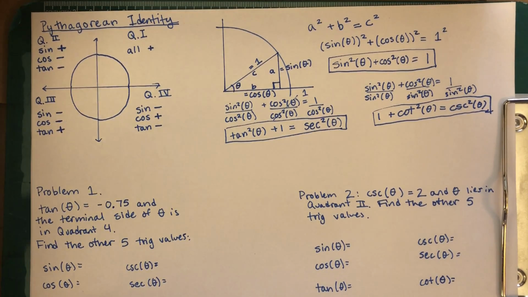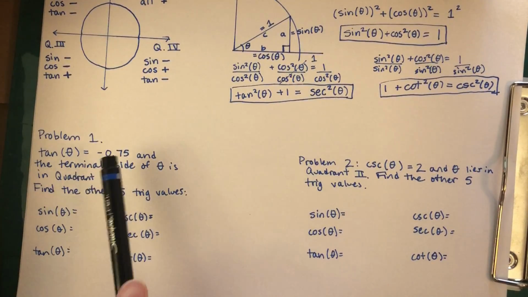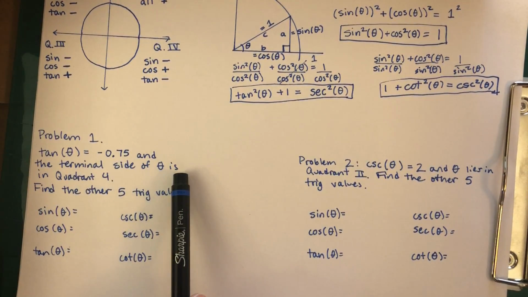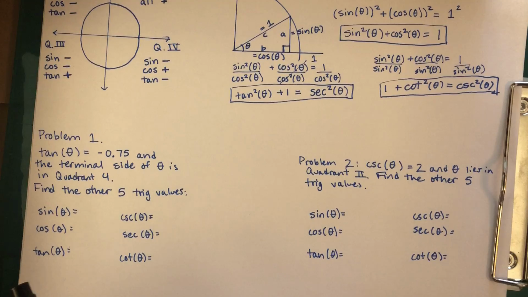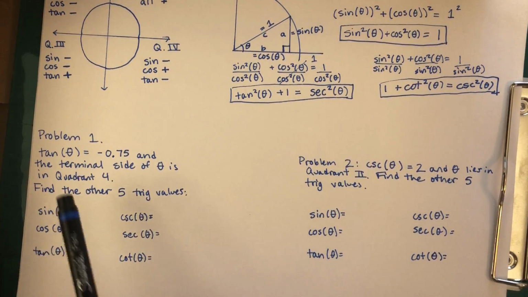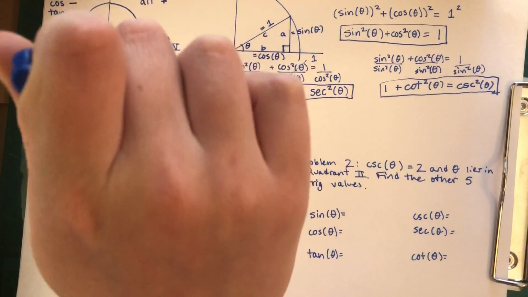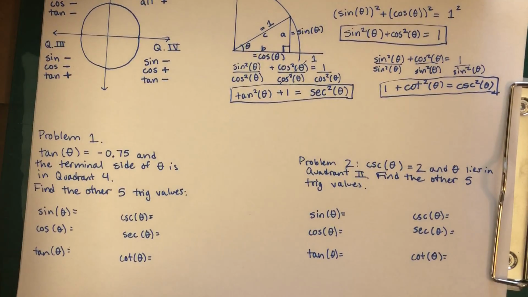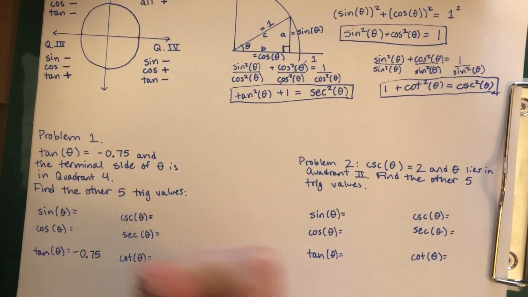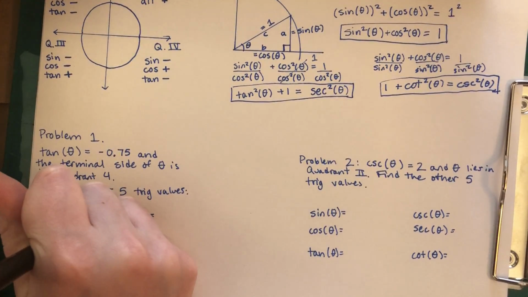So I have a couple problems written here. The first one says the tangent of theta equals negative 0.75, and the terminal side of theta is in quadrant 4. So now we're going to try and fill in what all of these different trig functions are based on this one that's given and based on the quadrant. So I can check my little chart here. It's in quadrant 4. That means that the tangent should be negative, and in fact we know it's negative 0.75. The sine should be negative, and the cosine should be positive.